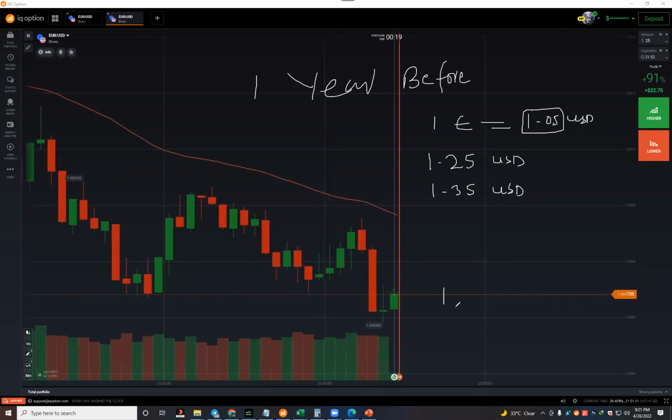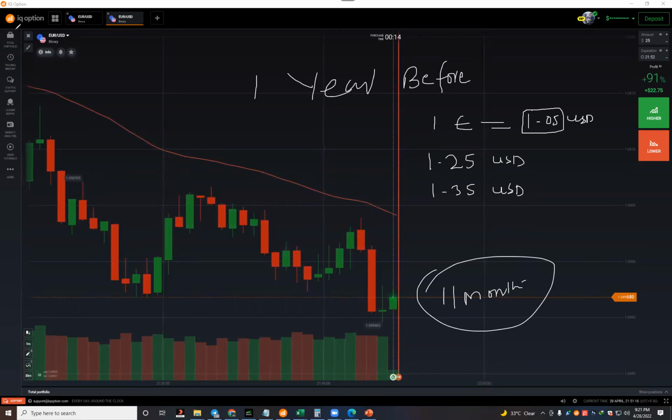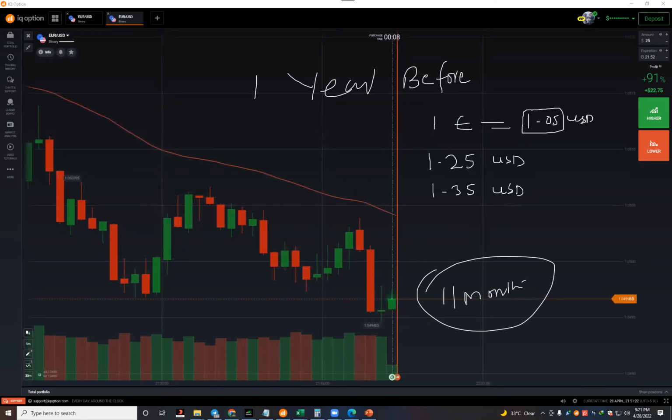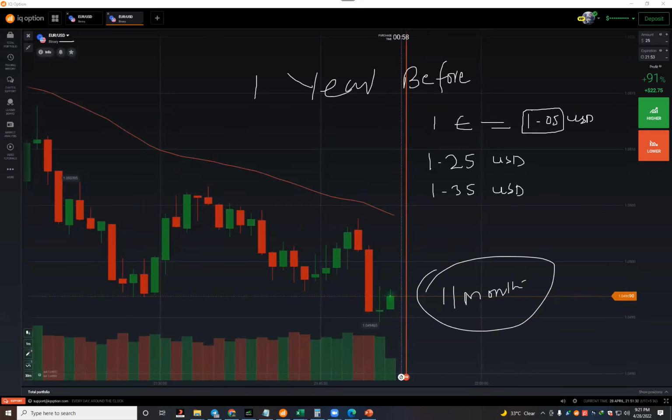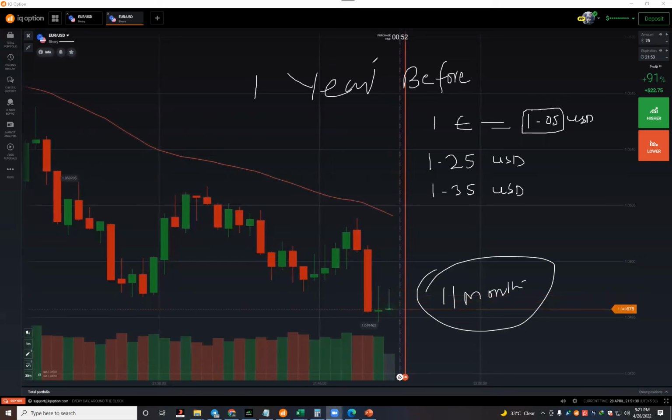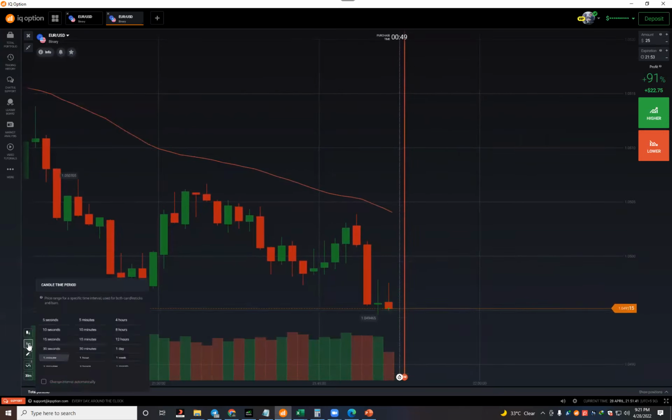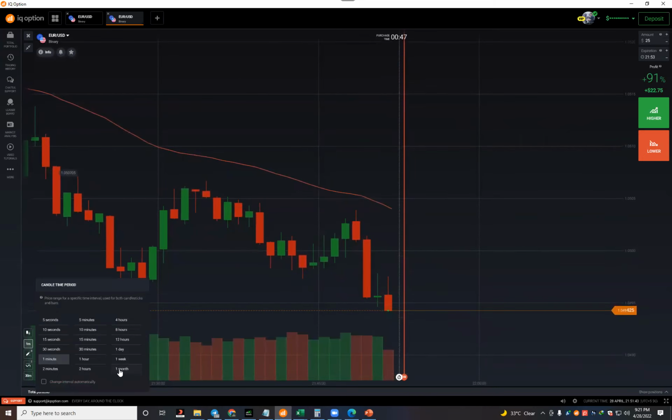Because from the 11th month, the market is falling down. The euro is dropping versus the USD. And now the euro is at the support level. From this month, maybe the price will start an uptrend, and maybe for 5 to 6 more months the price will move in an up direction. It is possible in this month. How? I'm going to show you. We are going to check the 1 month candle.